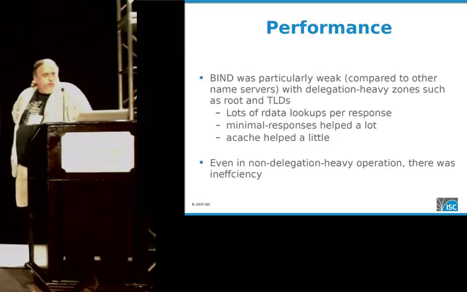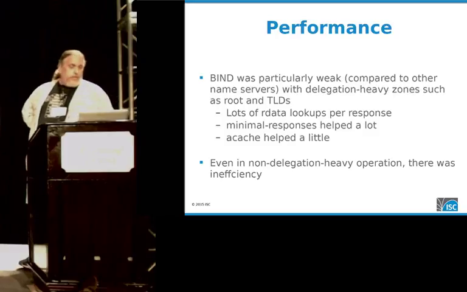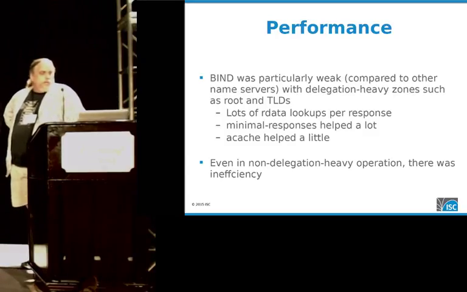As for the work that Mukund did, he found that BIND was particularly weak with delegation-heavy zones, such as TLDs and the root zone, because those have a lot of data lookups for things like glue records. Each of those increases the amount of time it takes to marshal a response and slows down the performance of the server. Minimal responses helped a fair bit. Acache, when it was turned on, helped a little.